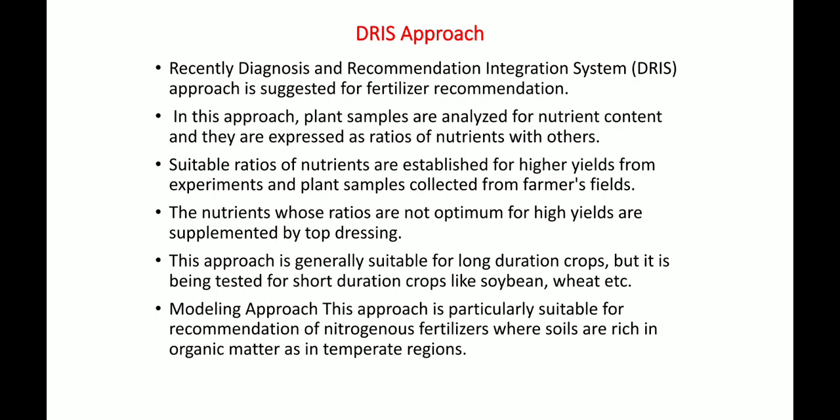And then if the ratio is not optimum, then the nutrients can be supplied by means of top dressing. This approach is generally suitable for long duration crops, but best tested for short duration crops like soybean and wheat also. This DRIS approach is mainly used for sugarcane, horticulture crops, and cotton also, and most of the time also in wheat and soybean.